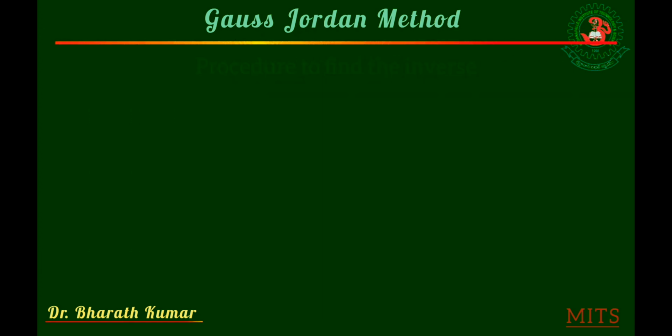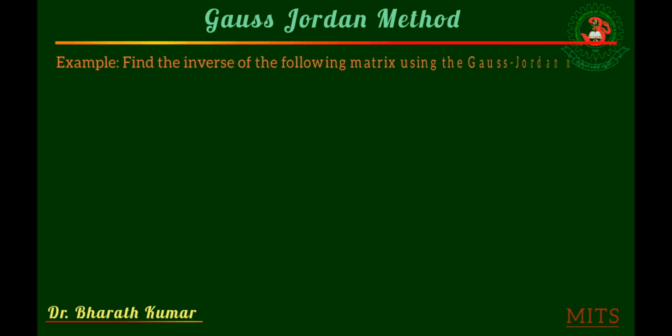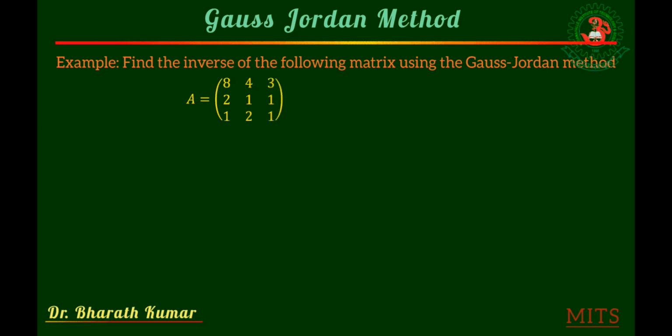Now let's apply this method by solving an example. Consider a non-singular matrix A equal to 8, 4, 3, 2, 1, 1 and 1, 2, 1. As we already discussed, we need to place the given matrix and the identity matrix of same order side by side. Next, we need to start applying the elementary row transformations to convert matrix A into identity.